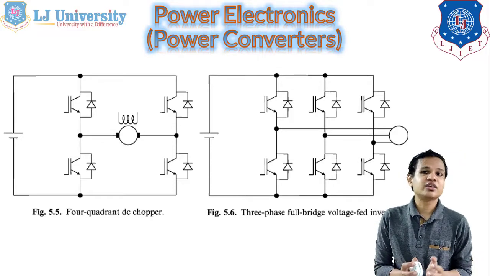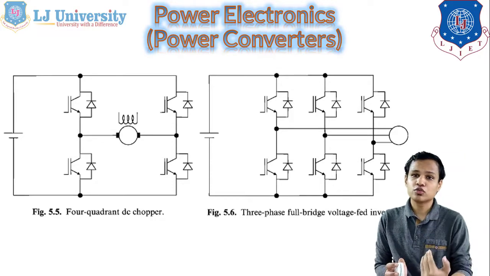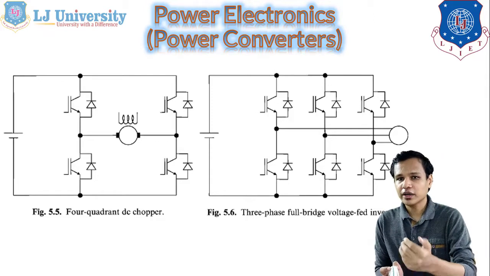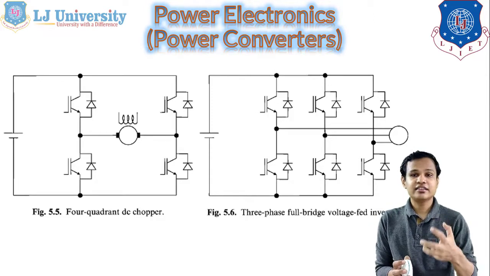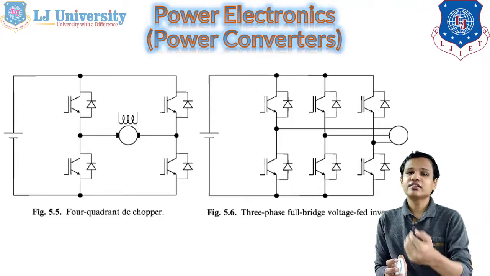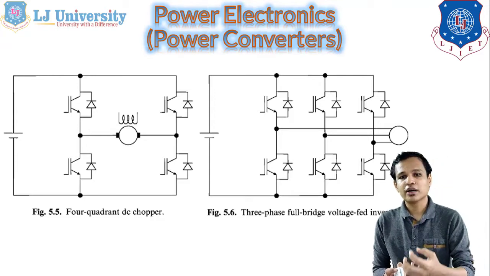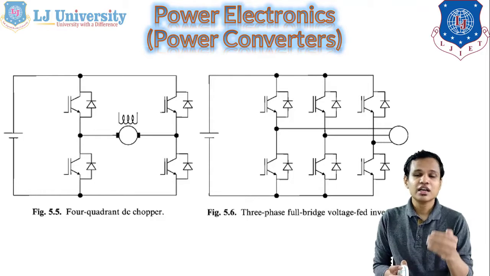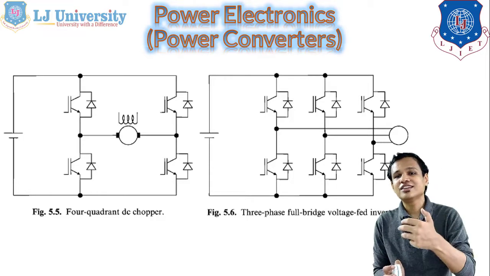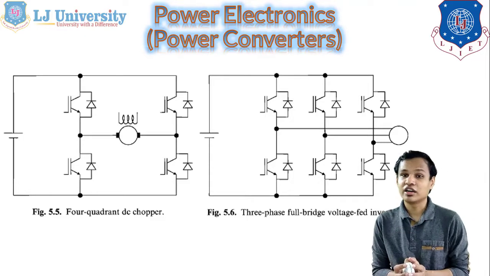One is the DC to DC converter, which is also known as the DC chopper, and the second one is the DC to AC converter, also known as the inverter. So if we are talking about the chopper, it is a DC to DC converter. If we are talking about DC to AC, then it is an inverter.